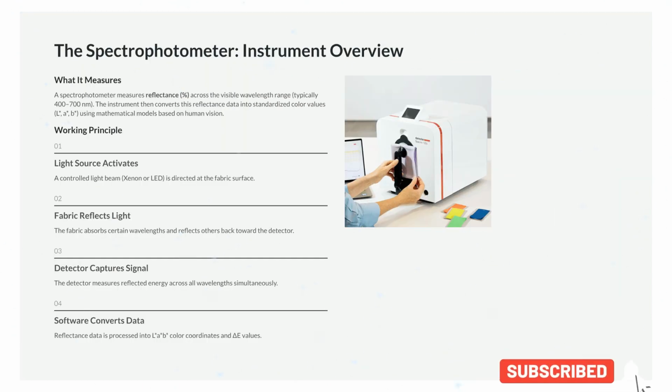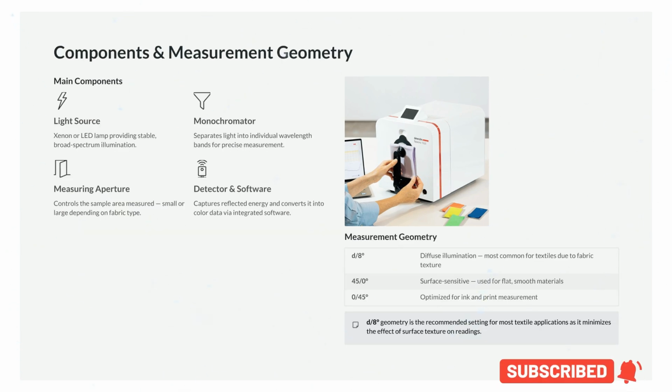The spectrophotometer measures fabric reflectance across the visible spectrum. The working principle involves a light source activating, the fabric reflecting light, the detector capturing the signal, and software converting the data into LAB and delta E values. Key components include the light source, monochromator, measuring aperture, detector, and software.